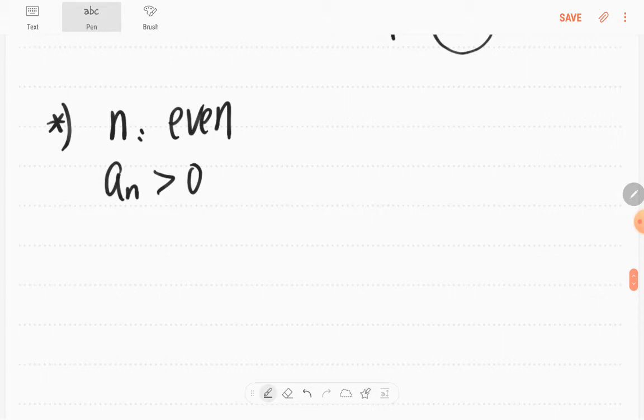Okay, for this case, what is the end behavior? The end behavior is the curve will start above x-axis and end also above x-axis. But between these two arrows, the curve between these two arrows, we don't know the behavior.